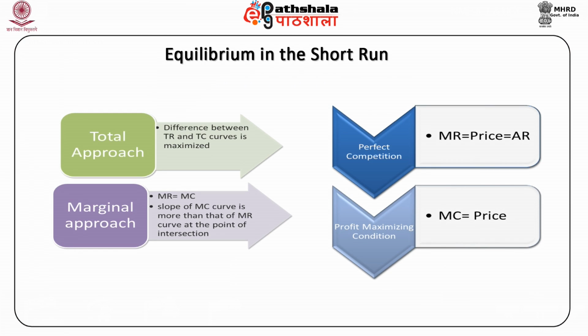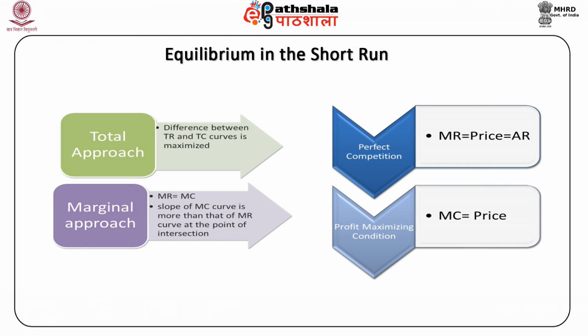Now, having understood the demand curve, let's look at the equilibrium of a perfectly competitive market in the short run. There are two approaches to it, total approach and marginal approach. According to the total approach, profit of a firm is maximized where the difference between TR and TC is maximum. According to the marginal approach, profit is maximized at the point where MR is equal to MC and MC is increasing after it. That is, MC is steeper than MR at the point of intersection.